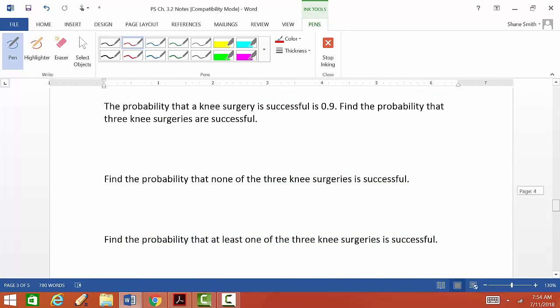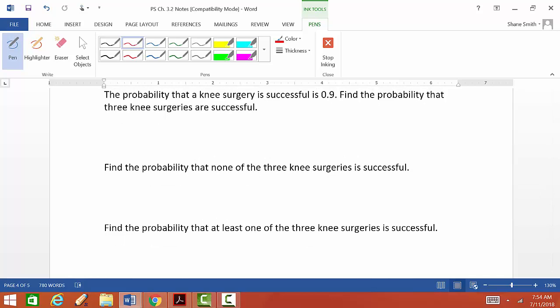On the next page, we were talking about a knee surgery, and these 3 problems all go together. The probability of a successful knee surgery is 0.9. Find the probability that 3 knee surgeries are successful. Well, once again, we have no reason to believe the outcomes affect each other, so I'll just write 3 S's for this. We can extend this multiplication principle out to multiple events. So the probability the first knee surgery is successful is 0.9, times 0.9 for the second, and 0.9 for the third. Those probabilities aren't changing because we have no reason to believe that the probability of success is different. And this is 0.729.